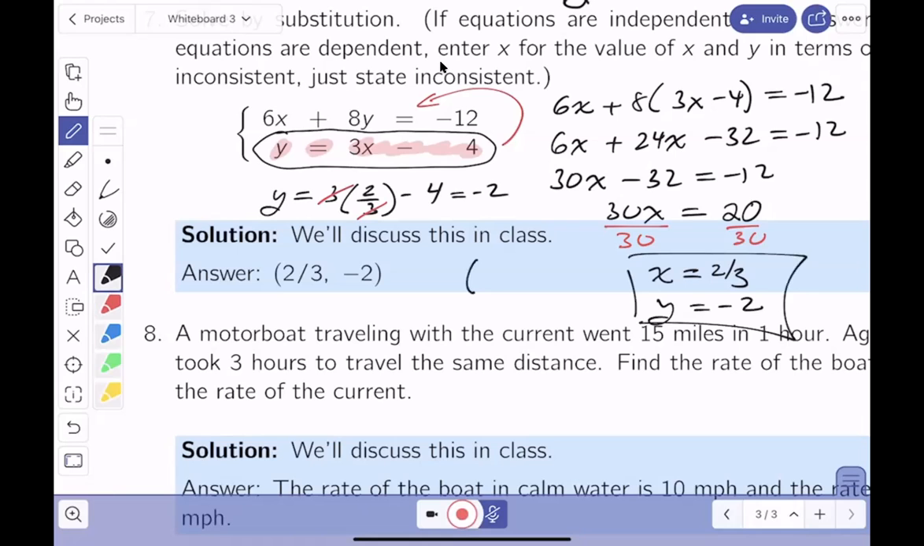I'm also going to write it as an ordered pair. The ordered pair is X, which is 2/3. What's the Y? -2. All right. Yeah, you could check it. I'm going to check it with the key though. 2/3 minus 2. X is 2/3. Y is -2.